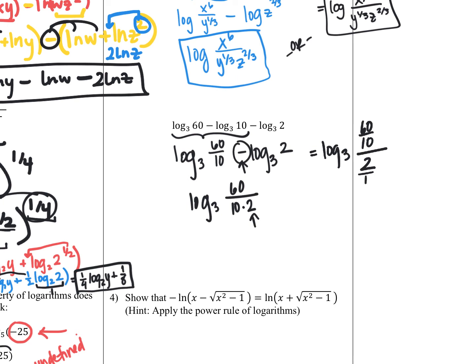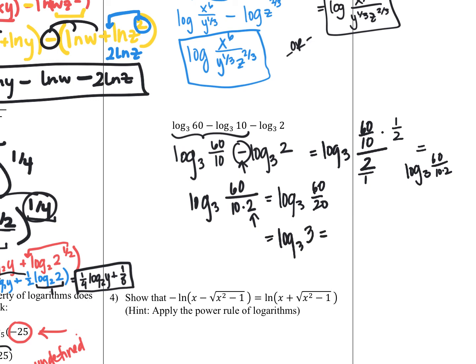This is 2 over 1. We multiply by 1 over 2, because dividing by a fraction multiplies by the reciprocal. That's log base 3 of 60 over 10 times 2. So I just did it in that one step. So this is log base 3 of 60 over 20, but that's log base 3. 60 divided by 20 is 3.